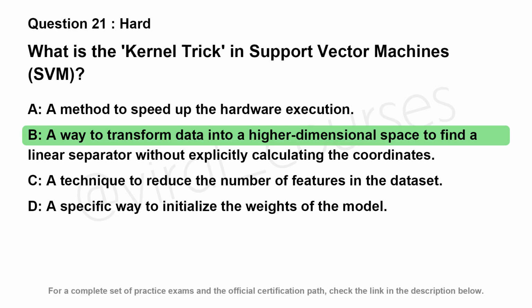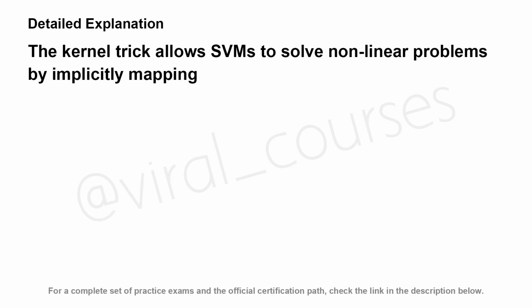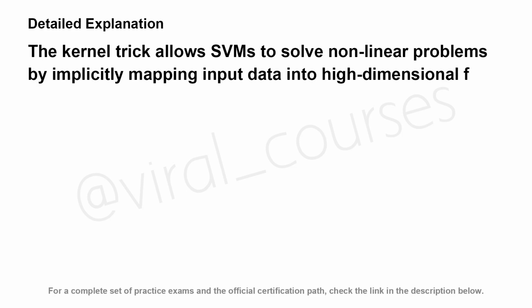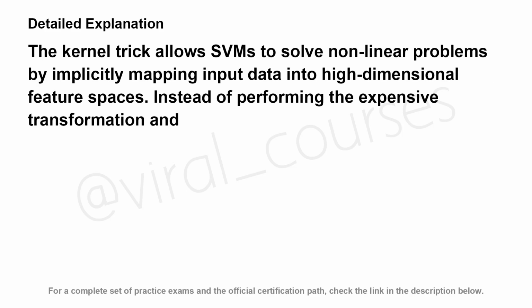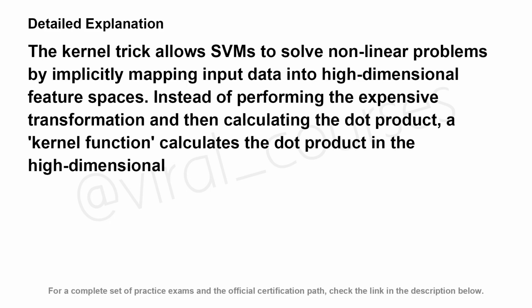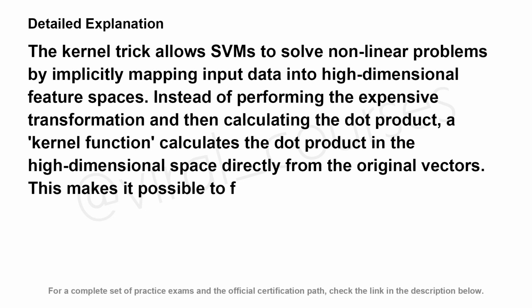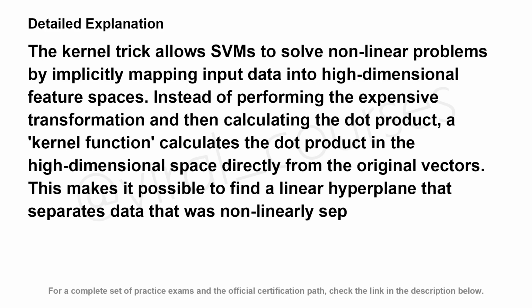The correct answer is B. The kernel trick allows SVMs to solve nonlinear problems by implicitly mapping input data into high-dimensional feature spaces, instead of performing the expensive transformation and then calculating the dot product. A kernel function calculates the dot product in the high-dimensional space directly from the original vectors. This makes it possible to find a linear hyperplane that separates data that was non-linearly separable in its original form.